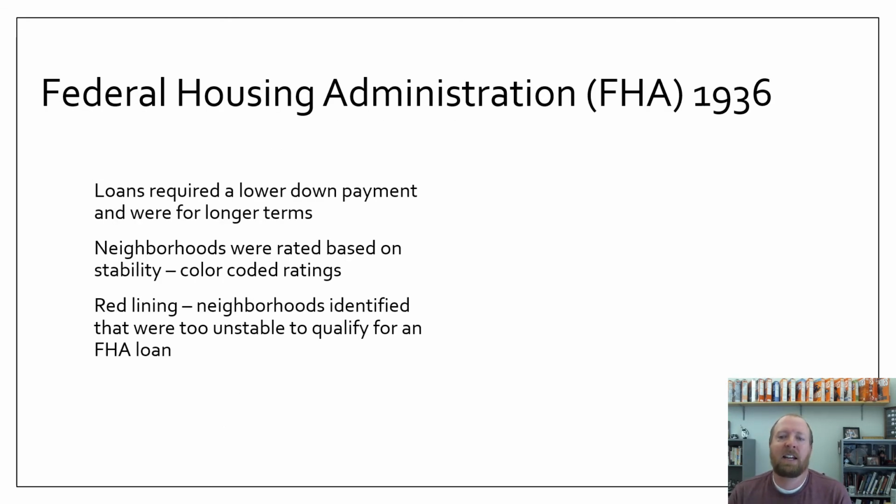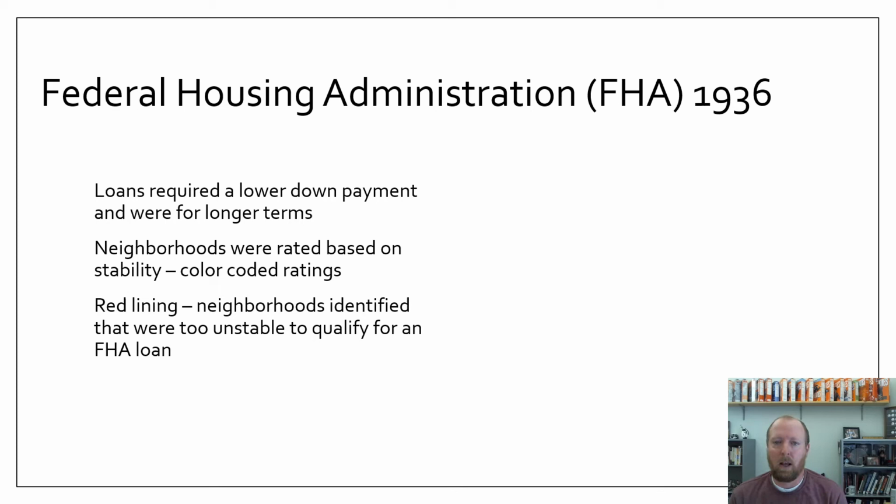But in the United States in 1936, part of the New Deal was the Federal Housing Administration. This was designed to try to make home buying more affordable. The FHA loans, which exist today, required lower down payments and were for longer terms, up to 30 years, so it could be a lower monthly payment, which allowed individuals to afford to buy a home.